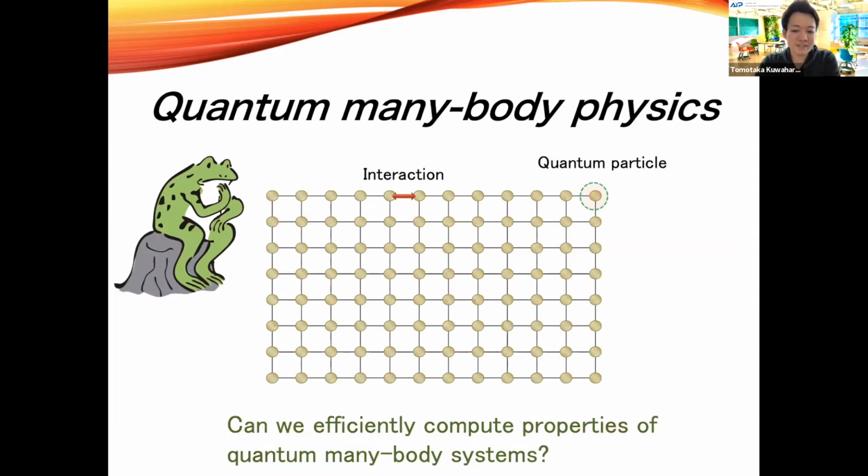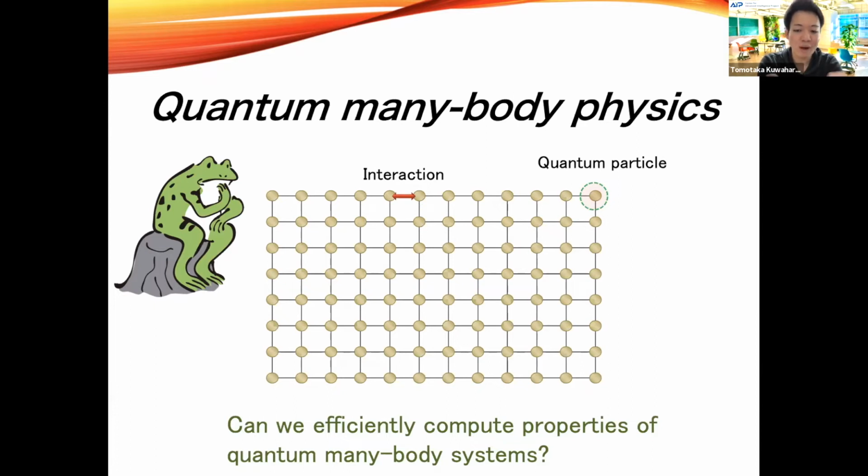Now, various researchers aim to develop more useful algorithms by using the quantum computer. For this question, quantum many-body physics gives one answer. I will explain what quantum many-body physics is. This is a picture of two-dimensional quantum many-body systems. Each of the dots is a quantum particle. The quantum particles interact with each other, where the interaction exists only for nearest neighbor particles.